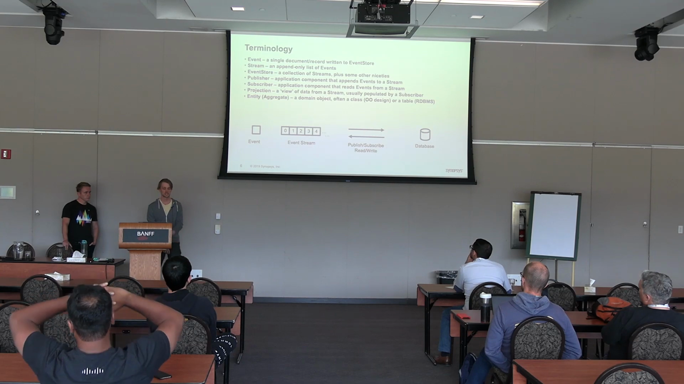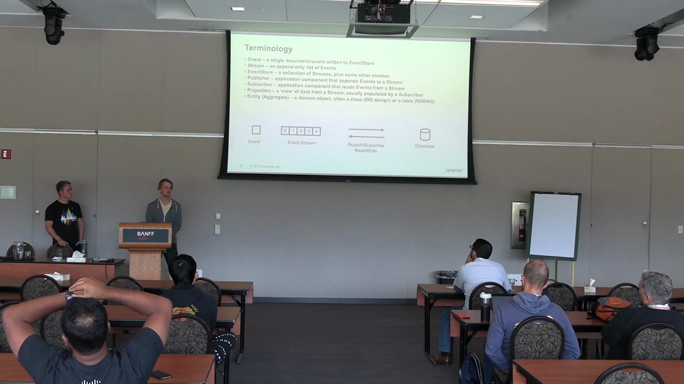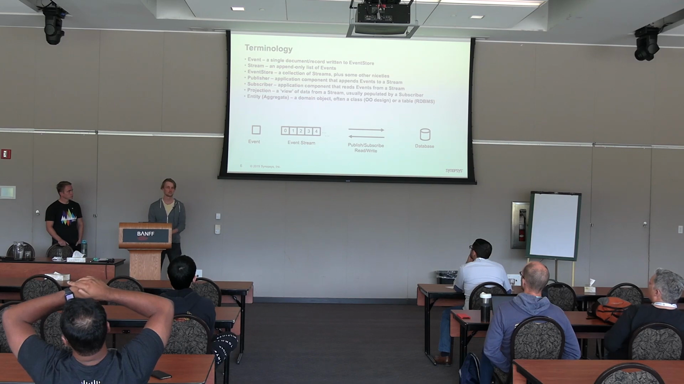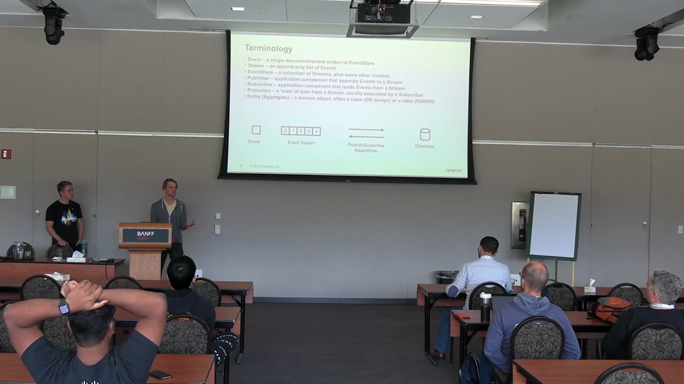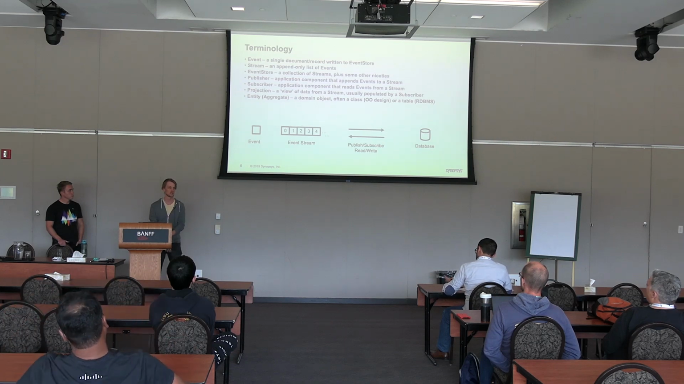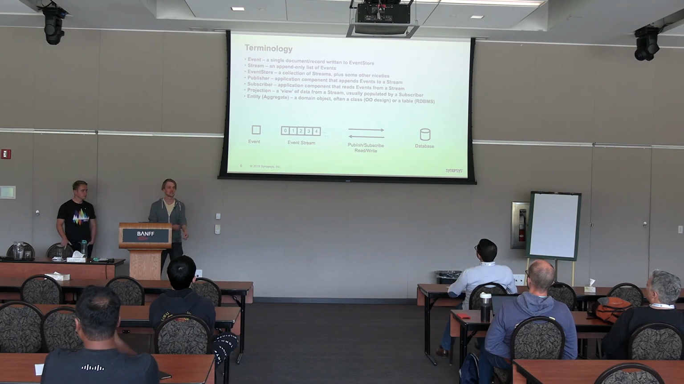A publisher is an application component that appends events to a stream. It writes events. This is your data write side, while a subscriber is an application component that reads events from a stream. These components could be processes, they could be threads, they could be web services. In our case, they're web services. They happen to be running as Docker images in Kubernetes, but that's sort of beside the point.